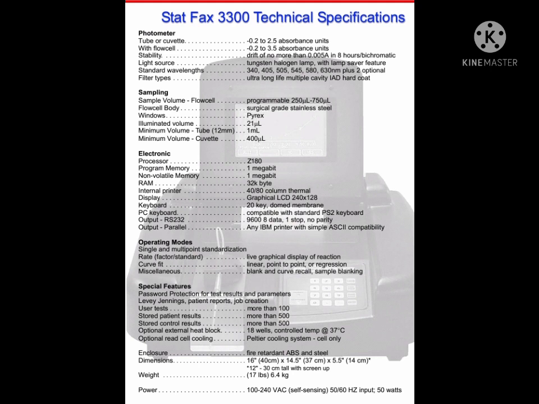Sample volume: flow cell volume is 250 microliter to 750 microliter programmable sample volume. Flow cell body is surgical grade stainless steel. Flow cell volume is 21 microliter. When you use a tube for taking reading, the minimum volume has to be 1 ml. For cuvette, the minimum reaction volume has to be 400 microliter.